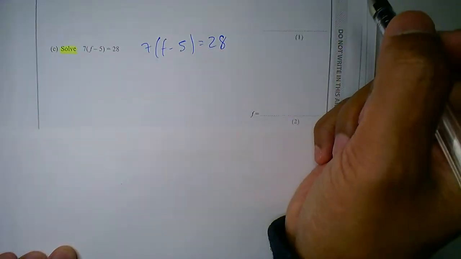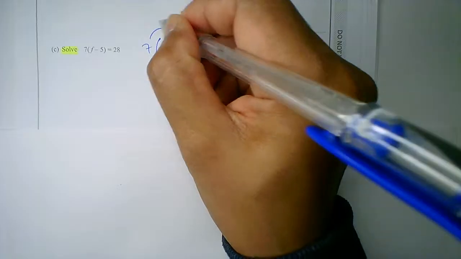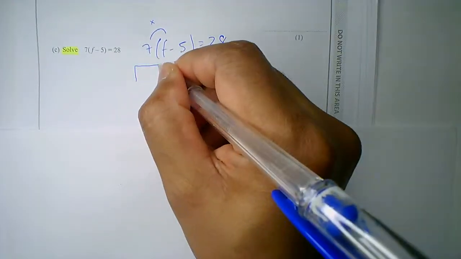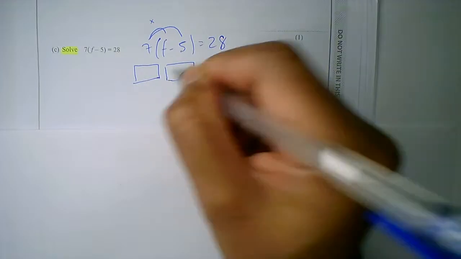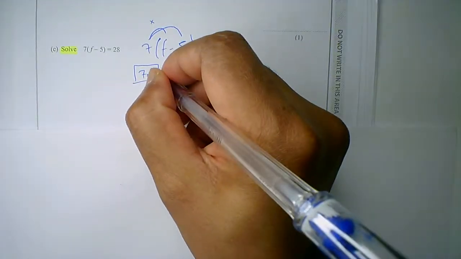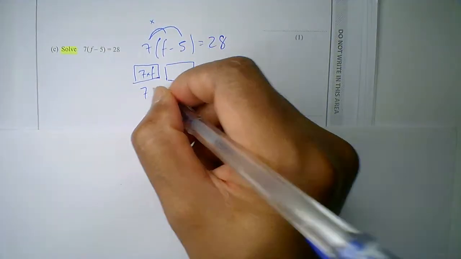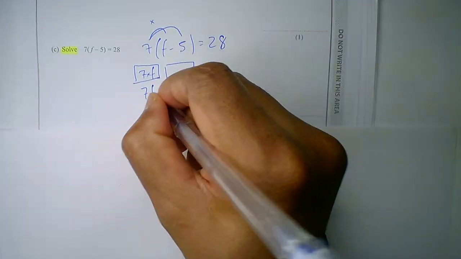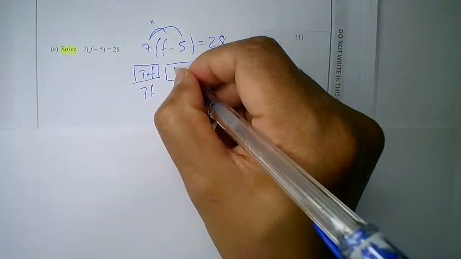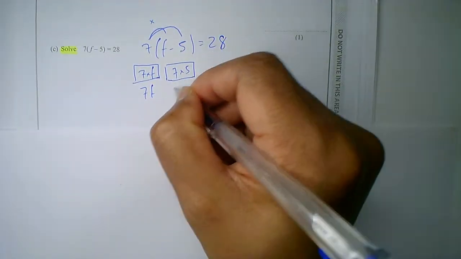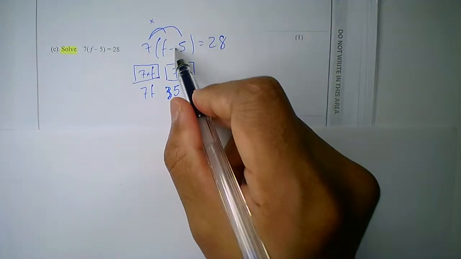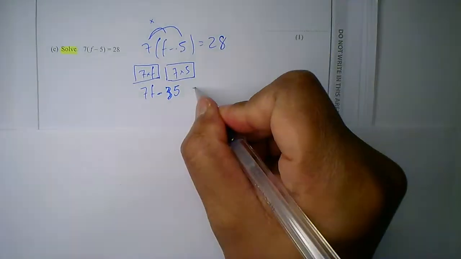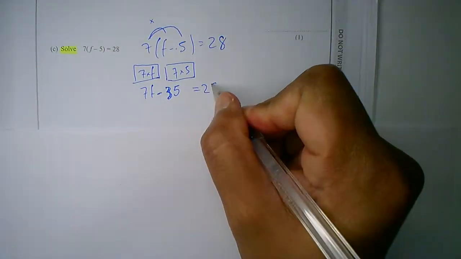Similar to before, I am going to be expanding this. So I'm going to have 7 times F, and I'm going to have 7 times minus 5. 7 times F gives me 7F. Now I've got 7 times 5, which is 35. And then this is a negative there, so I'm going to take my negative there. So that gives me 28.